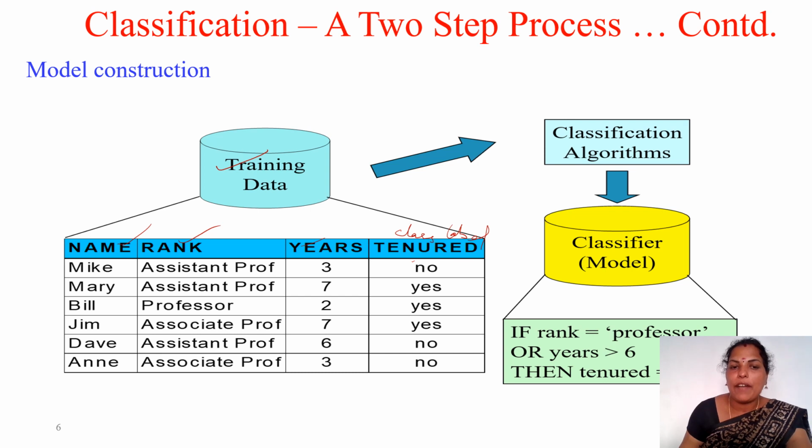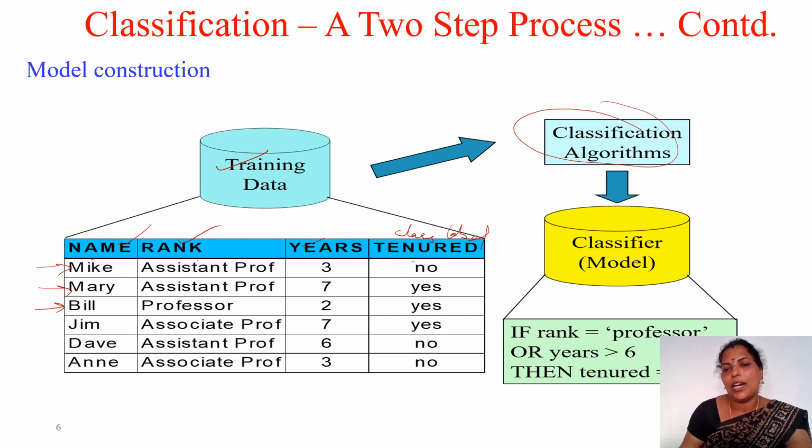So here we have the training data. Each of these is called a record: Mike, Mary, Bill are records. Name, rank, years, we call them attributes or features. Both names can be used. Then this training data is applied to a classification algorithm. For example, now we are using a decision tree algorithm. Then we construct a classifier, that is, a model is constructed. Here the model constructed is a decision tree.